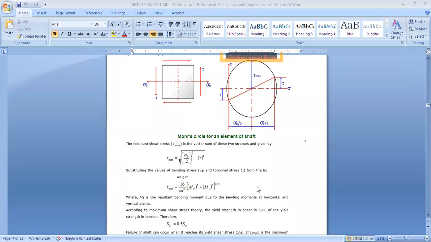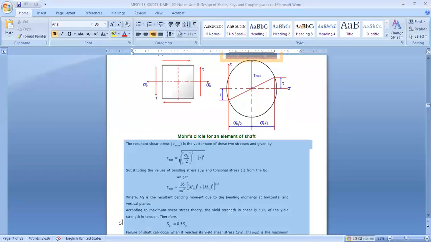Now the twisting moment is torque. If we are given power, then using the equation 2 pi NT upon 60, we can find the torque. And Mb is the bending moment. For the bending moment, we have to find the bending moment at each point on the shaft, draw the SFD and BMD basically, and take the maximum bending moment. We used that method and found the diameter in the last numerical.